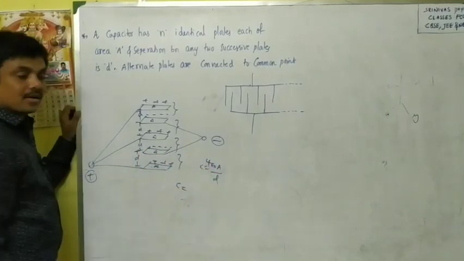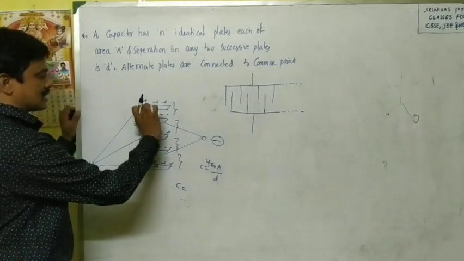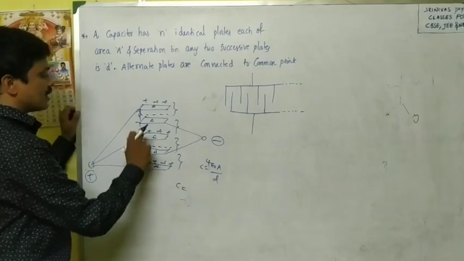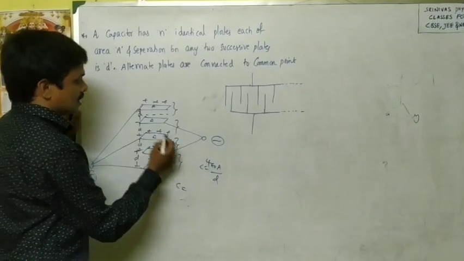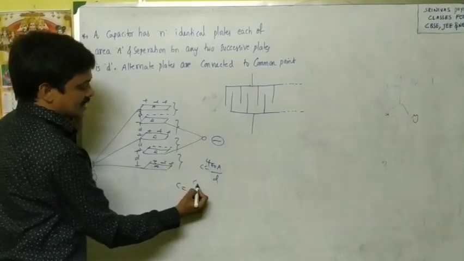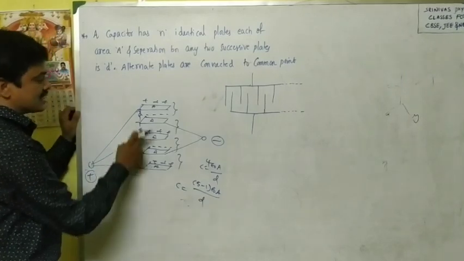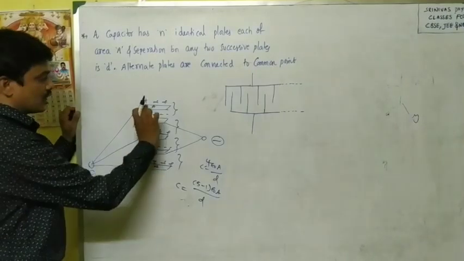For one pair of plates the capacitance is epsilon naught A by D. There are 4 capacitors, 1 2 3 4, that's why 4 epsilon naught A by D. But here I want to express it in terms of the number of plates. Then I will write this as 5 minus 1 into epsilon naught A by D. What is the 5? 5 is the number of plates, 1 2 3 4 5. Right? 4 capacitors are there.